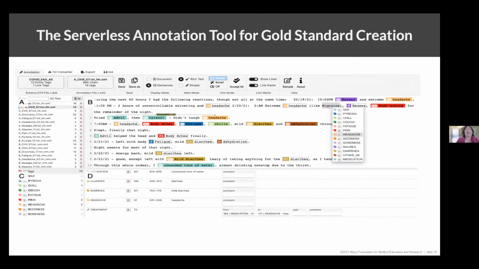and we view this as something that can greatly accelerate gold standard creation for low-resource sites. And it's serverless, which means you can run it without needing your institution's IT to clear the security. It's ready to use as soon as you get the tool.